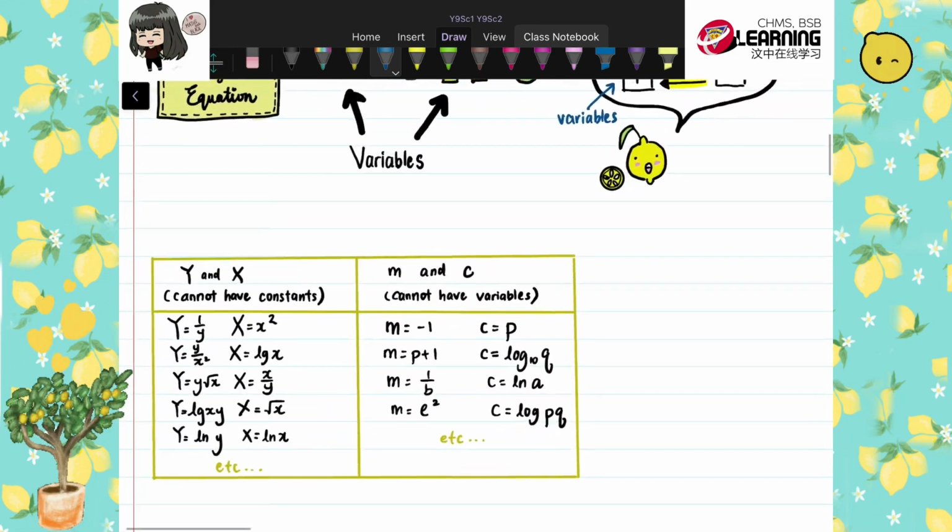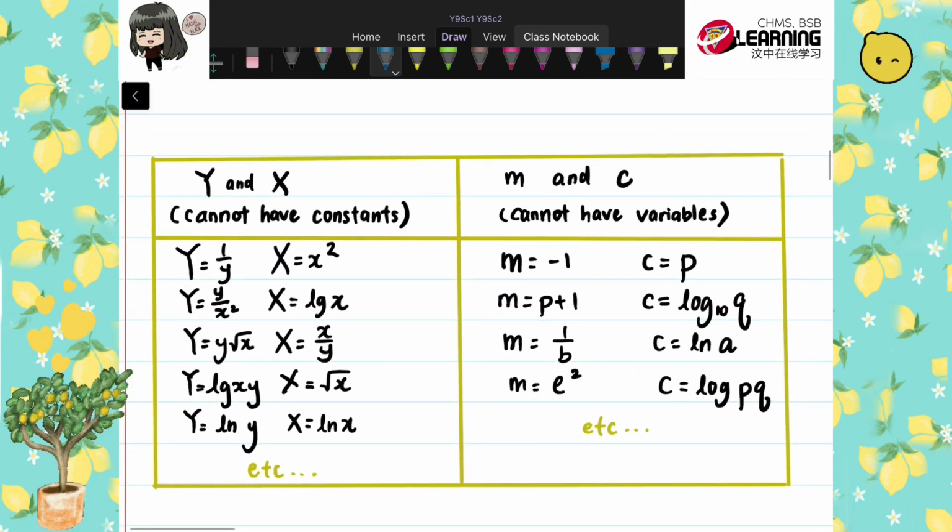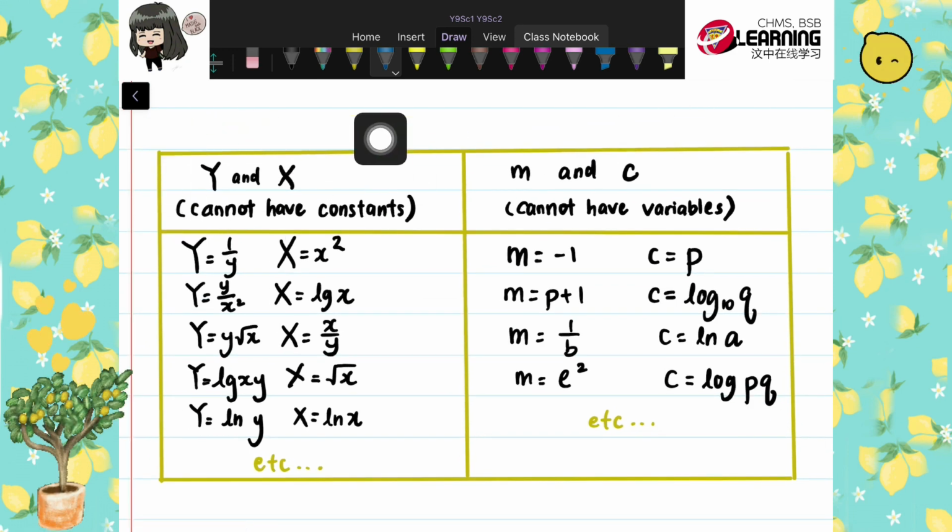These are the examples of your big Y and your big X. As I said just now, big Y, big X is your y-axis and x-axis, right? Cannot have constants at all. See, your big Y is y over x, 1 over y, your big X is x squared, and your big X can have log. Hello, log, long time no see. And then big Y can have y over x squared.